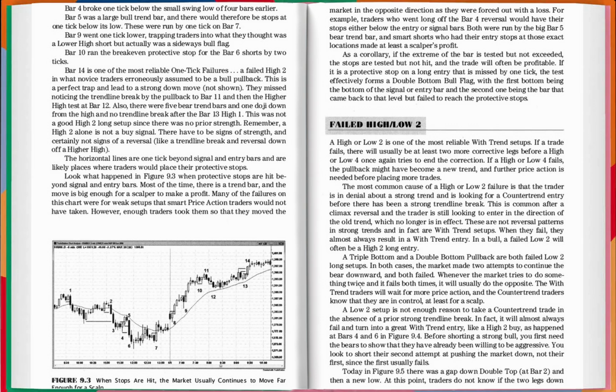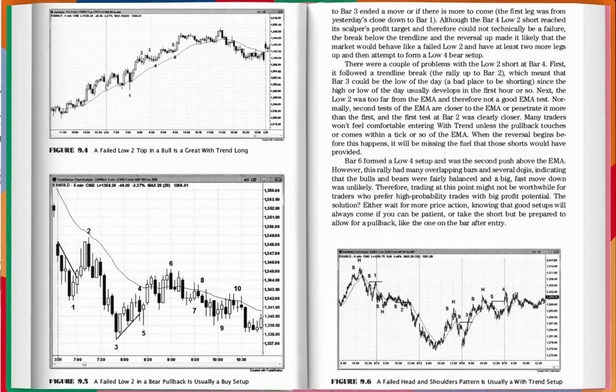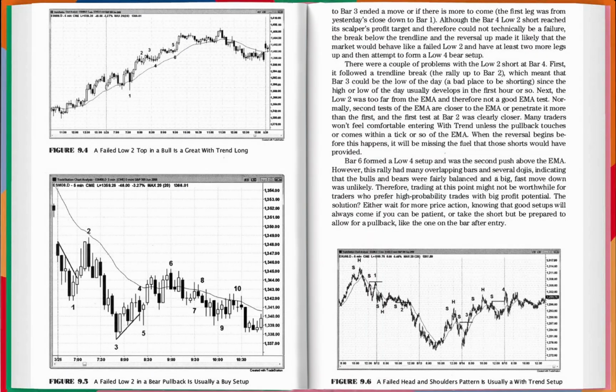Before shorting a strong bull, you first need the bears to show that they have already been willing to be aggressive. You look to short their second attempt at pushing the market down, not their first, since the first usually fails. Today in figure 9.5, there was a gap down double top at bar 2 and then a new low. At this point, traders do not know if the 2 legs down to bar 3 ended a move or if there is more to come. The first leg was from yesterday's close down to bar 1.